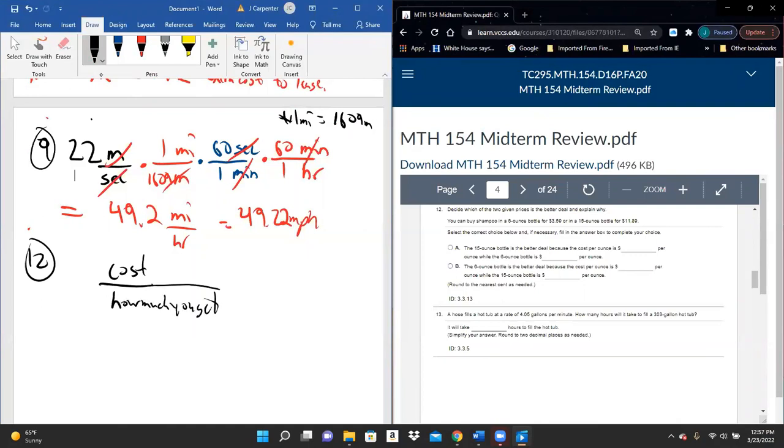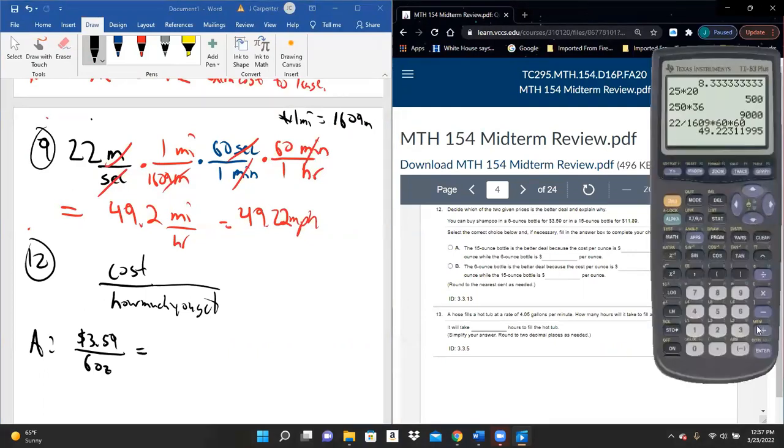And I say that very loosely. Quantity, a total, anything like that. So for scenario A, we've got a $3.59 cost, and that gets us 6 ounces. It might be fluid ounces, it might be ounces. I'm assuming it's ounces. They probably wouldn't measure that in fluid ounces. It is a fluid, but doesn't matter. And that comes up to 359 divided by 6.